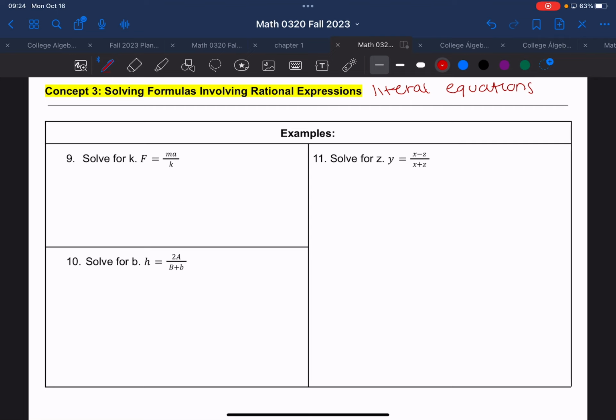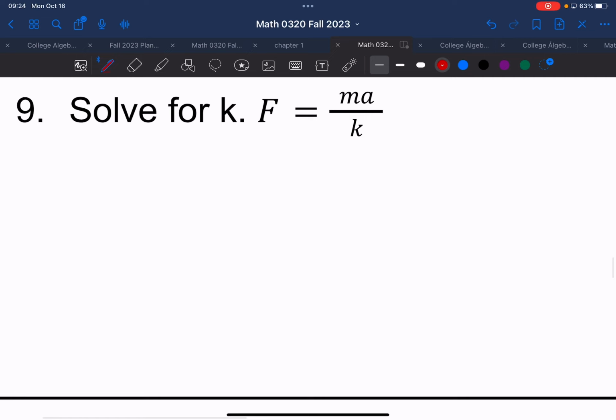So for example, in number 9, we have the formula F equals MA over K. That's our formula. Our formula is already solved for F. But what does it want us to solve for in number 9? K. So we need to get K by itself.